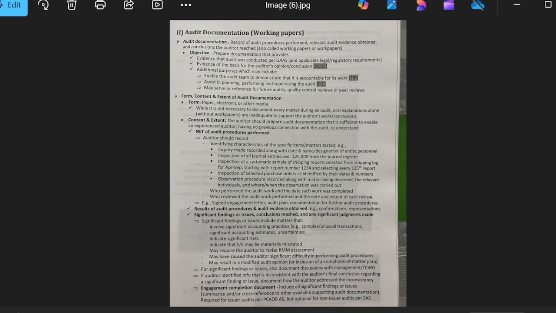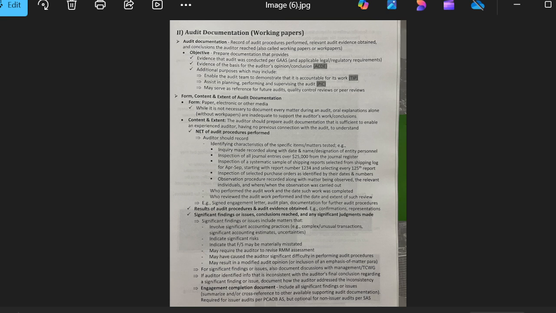Moving forward, let us discuss the form, content, and extent of the audit documentation. It may be on paper, in electronic form, or in any other media. While it is not necessary to document every matter during the audit, oral explanation alone without work papers is inadequate to support the auditor's work or conclusion.